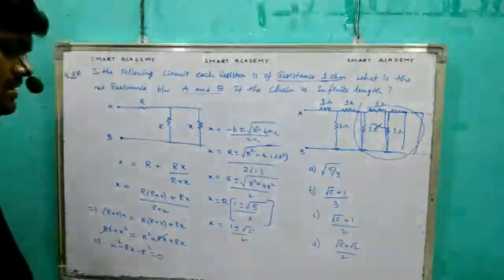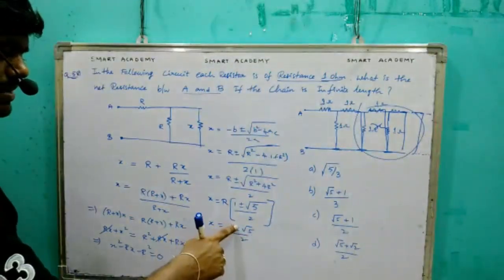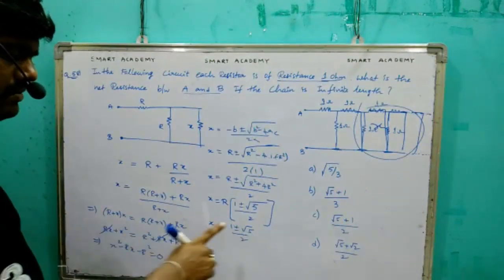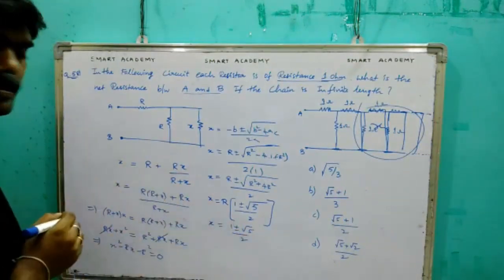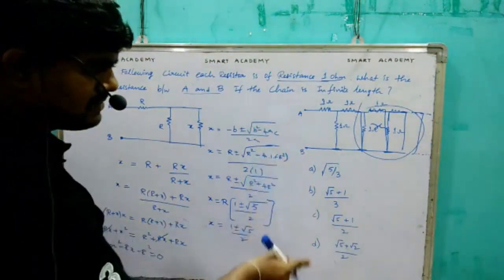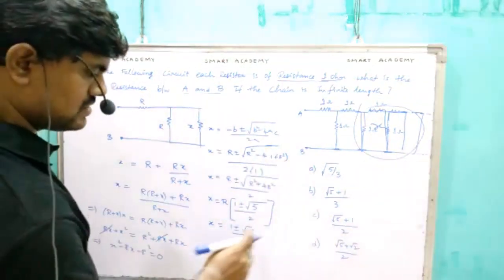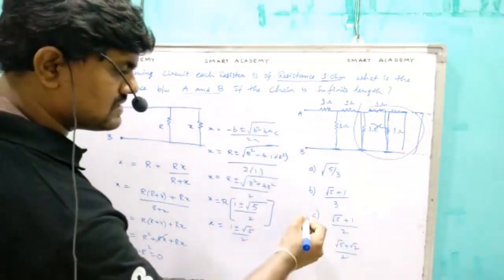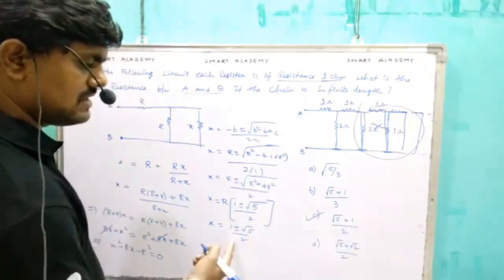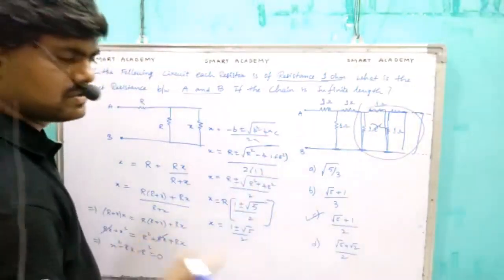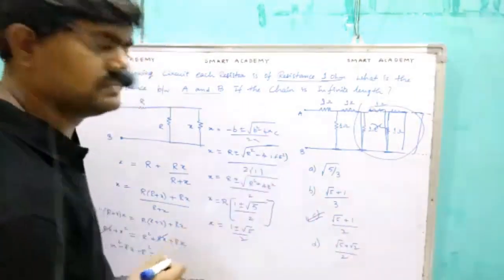This is either 1 plus root 5 by 2 or 1 minus root 5 by 2. But observing the given options, root 5 plus 1 by 2 is the correct answer. It is option C, so option C is correct.